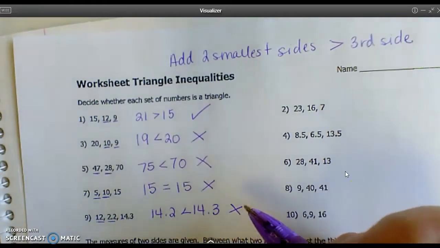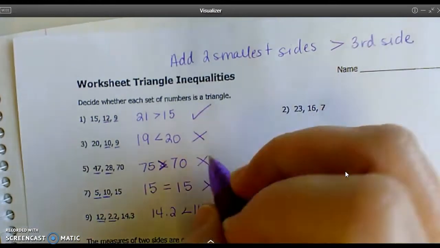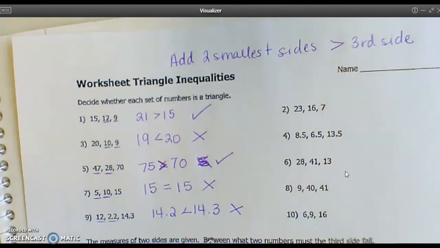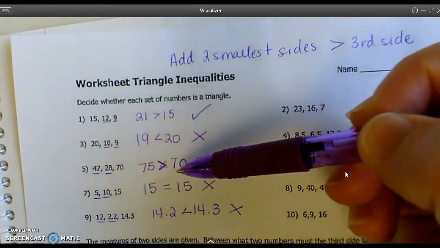I just realized I made a huge mistake. 75 is actually greater than 70. So this one does make a triangle. I'm sorry for that mistake. The two sides have to be greater, and the ones that are greater are 1 and 5.